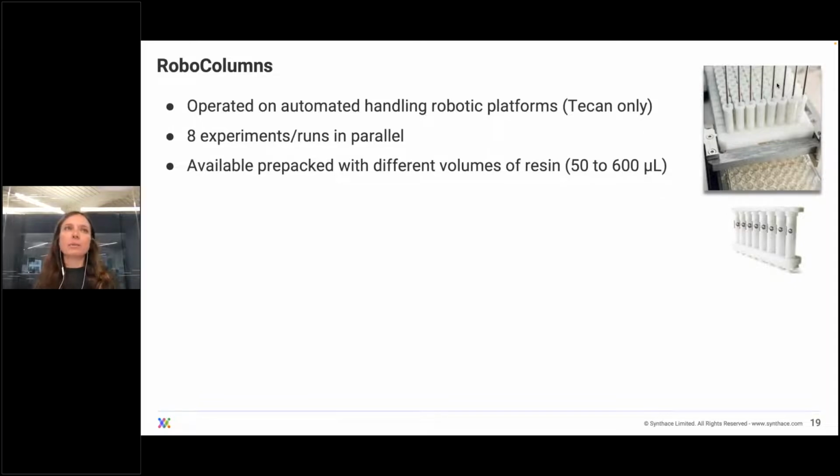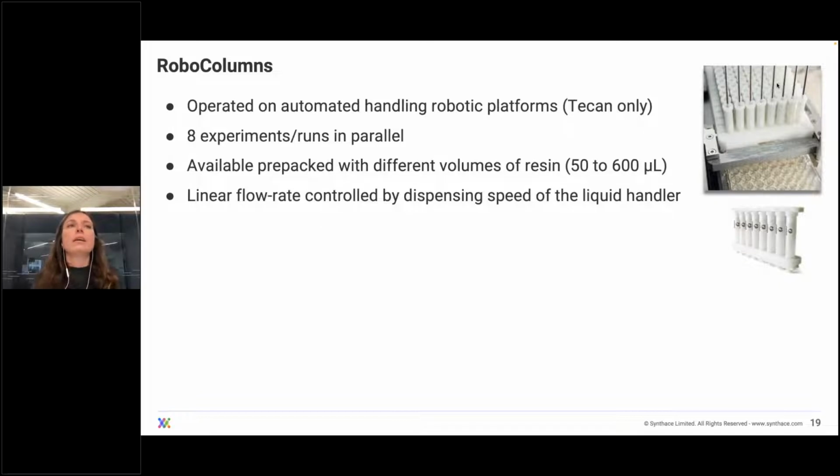And they're likewise available pre-packed with various different resins and at different volumes. So you can decide based on how much sample you have available. And most importantly, they have a linear flow rate controlled by the dispensing speed of the liquid handler, which means you can get actually equivalent residence times and equivalent protein loading capacities as you would in a lab scale column.